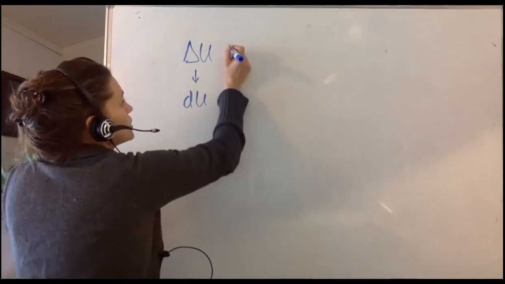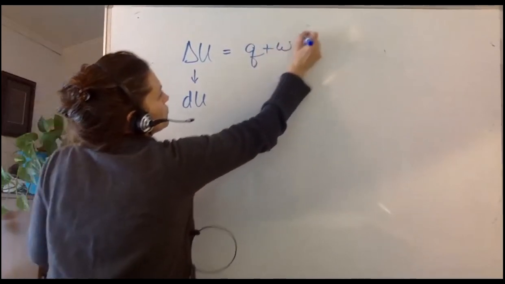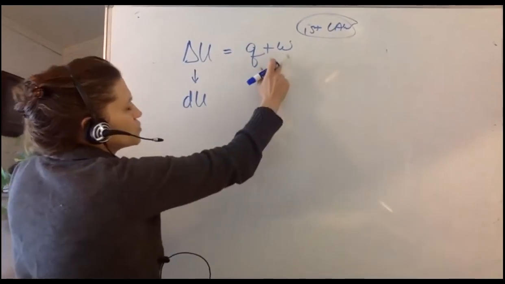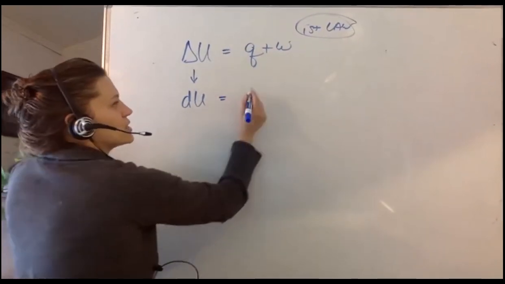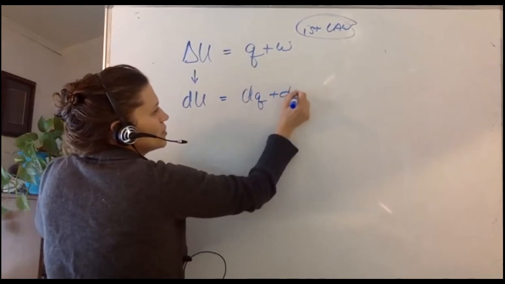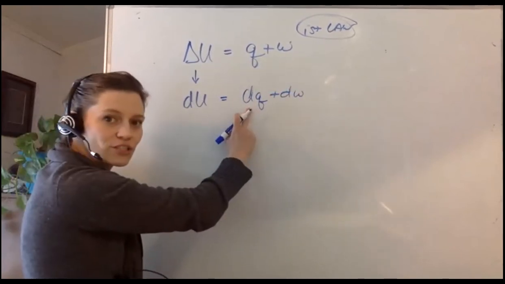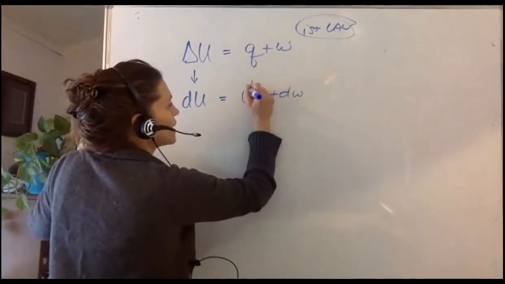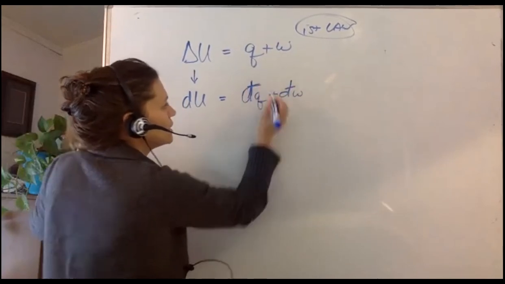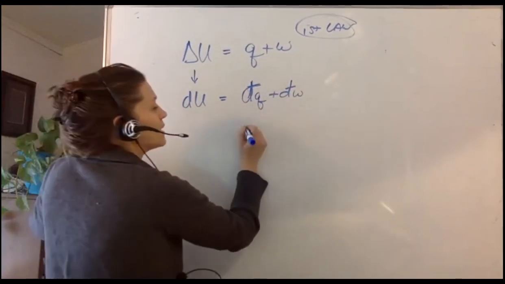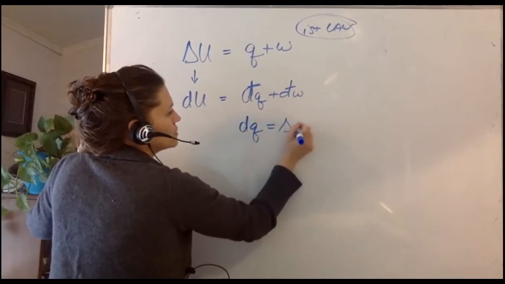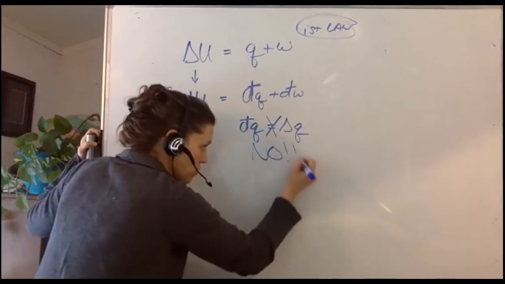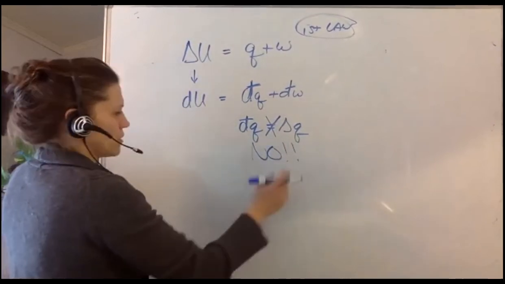So this is equal to Q plus W, that's the first law. Heat plus work. But we can't just say this is equal to dq plus dw because these are inexact differentials. They are not state functions. They depend on the path that's taken. So we represent that with these little hats on the d's that tells us we cannot say dq equals delta q. This means no.